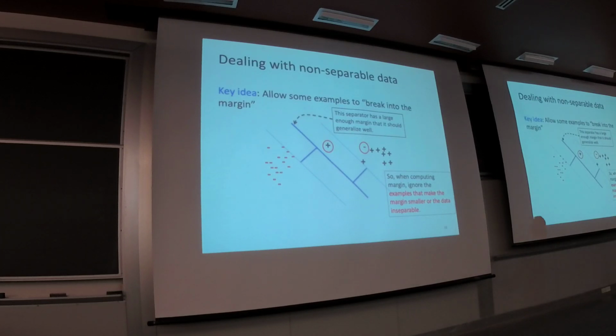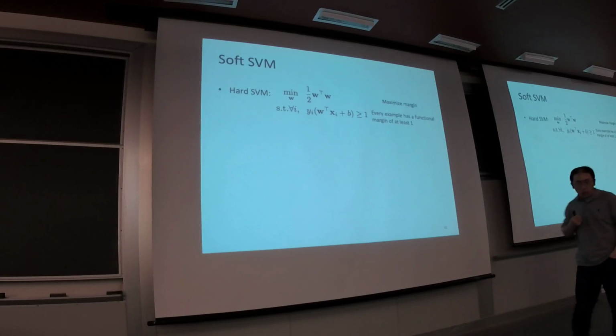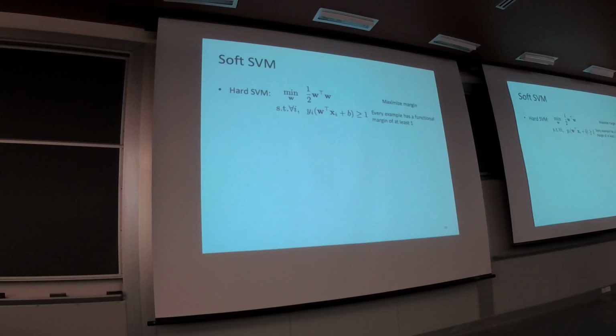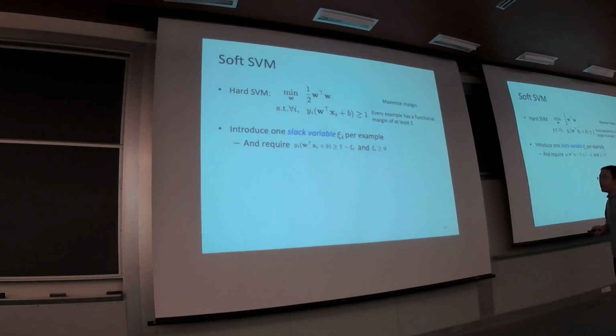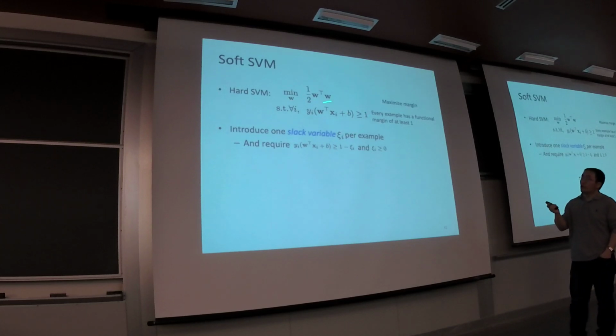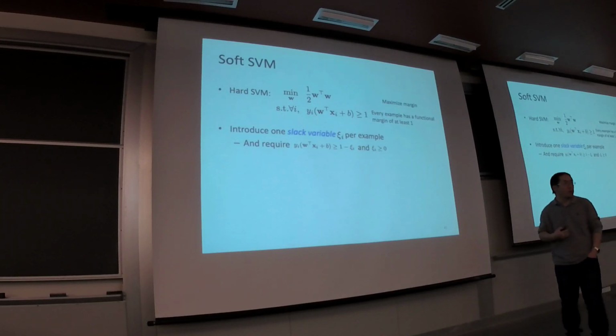So now let us look at how we can turn this idea into a new optimization problem. This is the hard SVM. To allow some examples to break into the margin, we introduce one slack variable, xi, for each training example. Then we modify this constraint a little bit: the function margin must be no less than 1 minus this slack variable xi. At the same time, I want this slack variable to be non-negative.